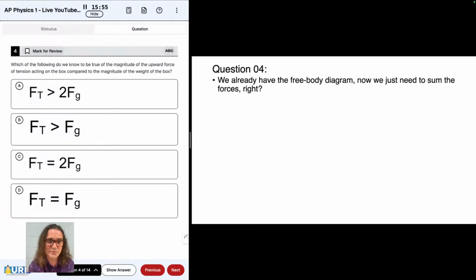It's a question for you. We've already drawn the free body diagram, so we just need to sum the forces. So why is it wrong? That's the question I have for you.